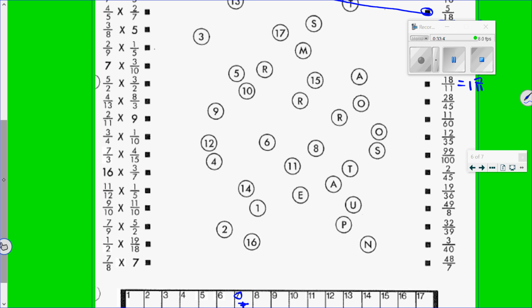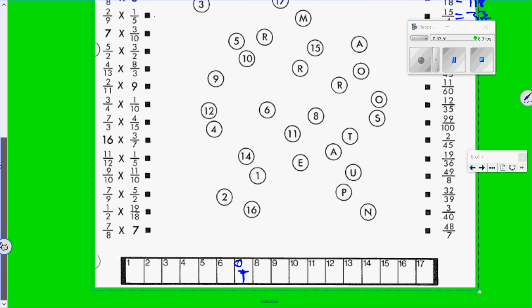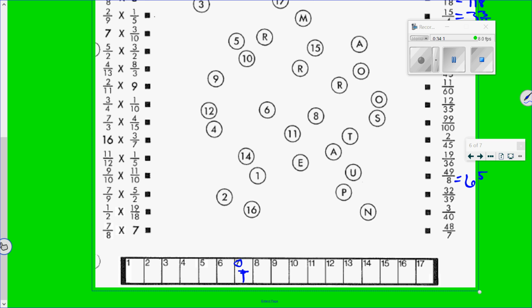28/45. No. 11/60. No. 12/35. No. 99/100. 2/45. 19/36. 49/8. It goes 6 with 5 left over. Yeah, 1 left over. What am I thinking? I was thinking about moving that bar. And 48/7. That's going to go 6 and 7/8.